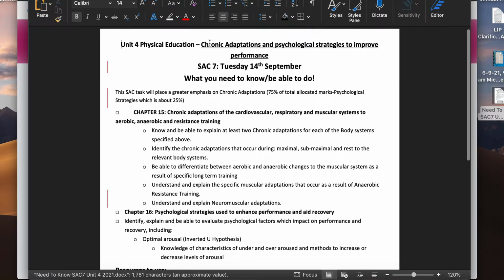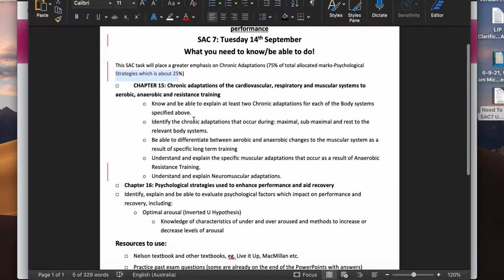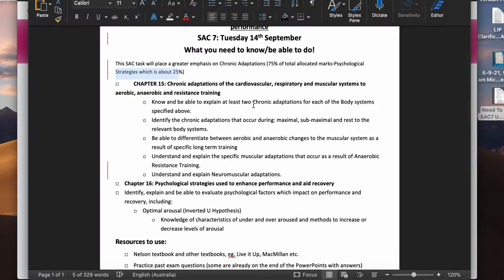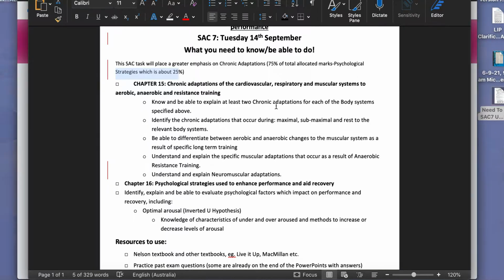So SAC 7 is about chronic adaptations, and it's also covering a bit of psychological strategies. Okay, it is on Tuesday the 14th of September. Please note that 75% of the marks, or very close to that percentage, will come from the chronic adaptations, and the psychological strategies will only make up about 25%. So you need to be able to explain 2 chronic adaptations from each of the body's systems. Okay, so that is cardiovascular, respiratory, and muscular. So that is a detailed explanation of 2 of each.